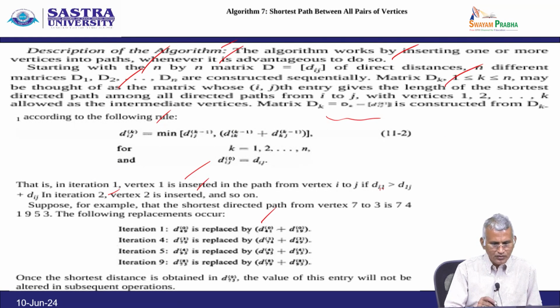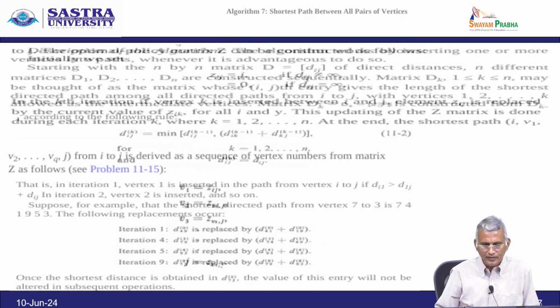So this example shows that 49 has been replaced by 41 and 19 connection, from iteration 0, the initial stage, to iteration 1. Iteration 4 means it goes to 3 here, and then 7 3, 7 4 and 4 9. Similarly, 9 3 is replaced as 9 5 plus 5 3. Like that you have to replace through iteration 9 based on the vertex set.